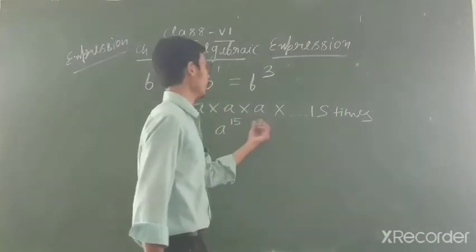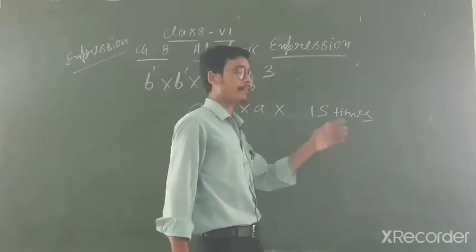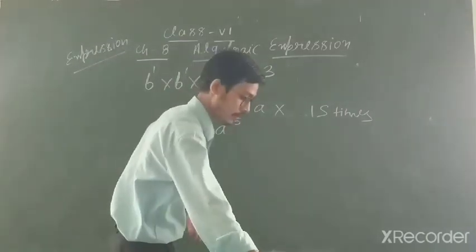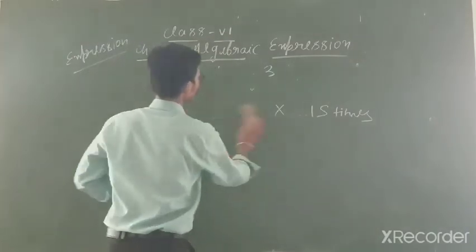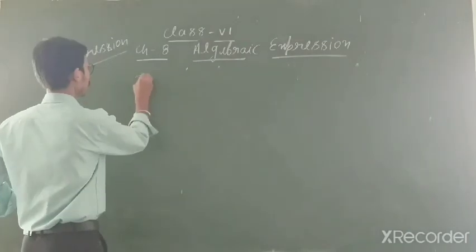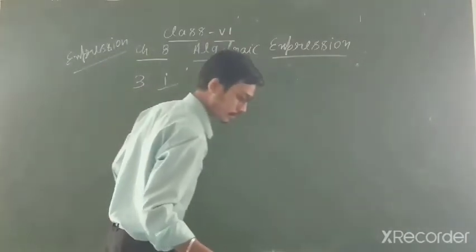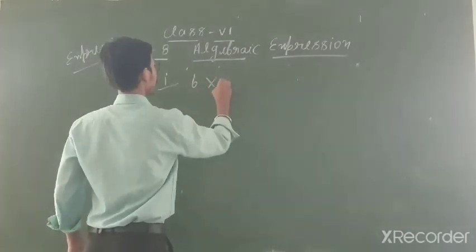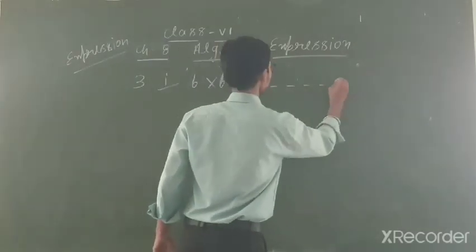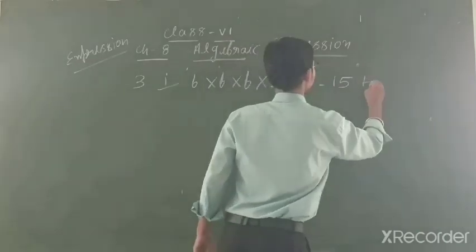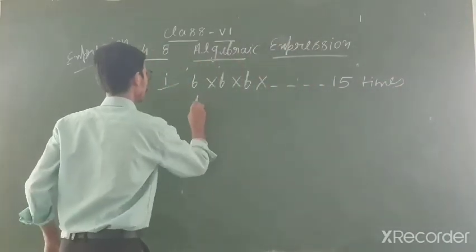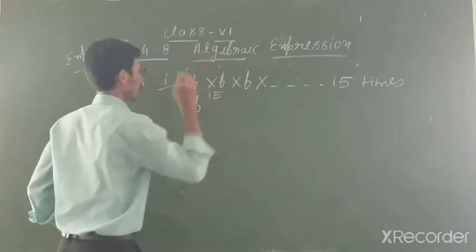So you have to see carefully what is given in last. If in last it is not given, if you are able to count, then count it, clear? So by this you can find out. So now come to the question. Questions are very easy based on this. What is given? Question number 3rd. First is given b multiplied by b multiplied by b, and how many times? 15 times, clear students? So what can you write down? You can write down b power 15, clear student?